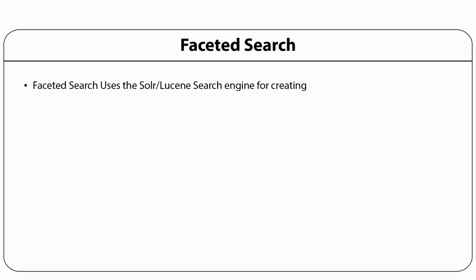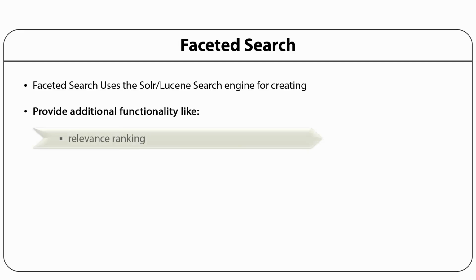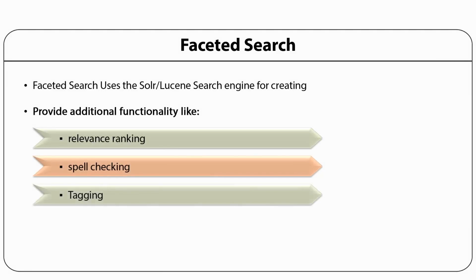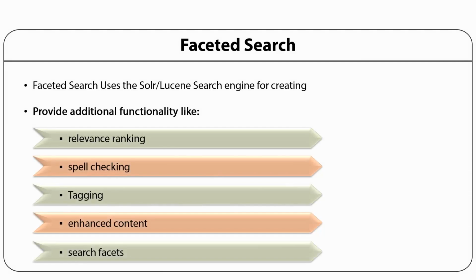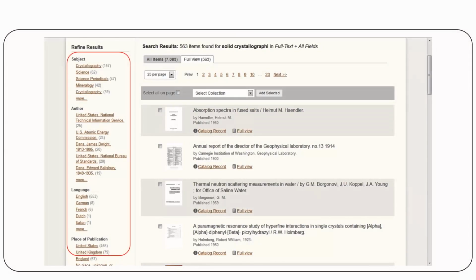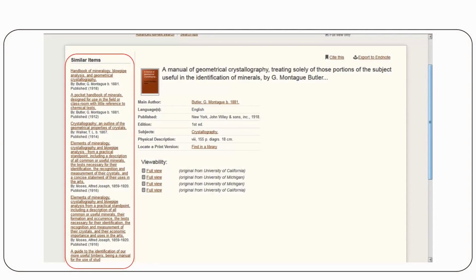Faceted search. With the invention of search engines like Lucene, which generates indices from metadata and full text and retrieves results faster by searching the indices, newer discovery features are added for searching digital libraries. So faceted search provides search and discovery functionality and may include next generation search features such as relevance ranking, spell checking, tagging, enhanced content, search facets. The facets can be deployed as tools to refine a large number of search results to narrow down the search strategy to specific interest of the users.